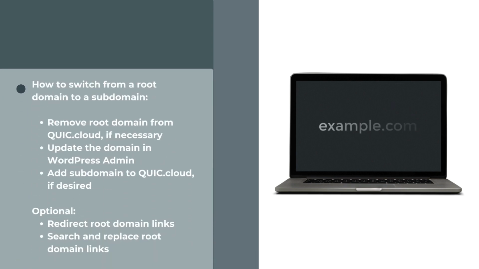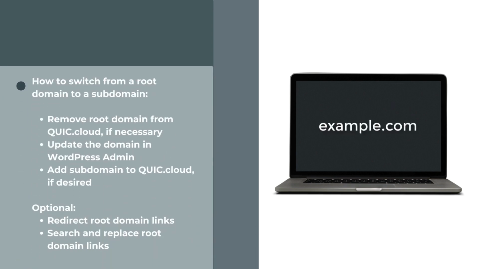These are the steps we will follow. First, if you already have your root domain added to QUIC.cloud, we'll remove it. Then, we'll update the domain in the WordPress admin. Then, we'll connect your site to QUIC.cloud again, this time with the subdomain. At the end, we'll show you a few optional steps that you might want to take if your site is well established and has many internal and external links to preserve.